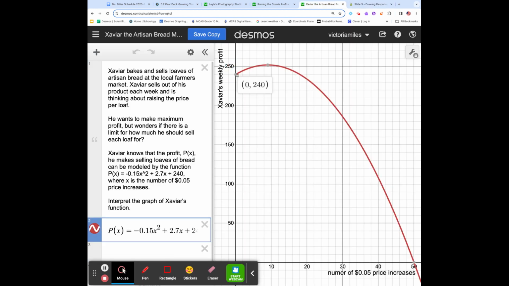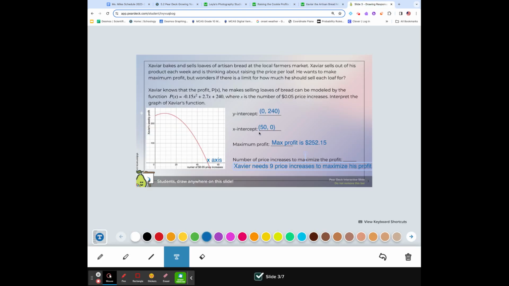Okay, so let's just make sure that you're aware this is the y-intercept because it's where the graph crosses the y-axis. Here's your x-intercept, and this is your maximum value. So the coordinates of the y-intercept are (0, 240). X-intercept, (50, 0). The maximum profit is $252.15. Now, how did I know that?